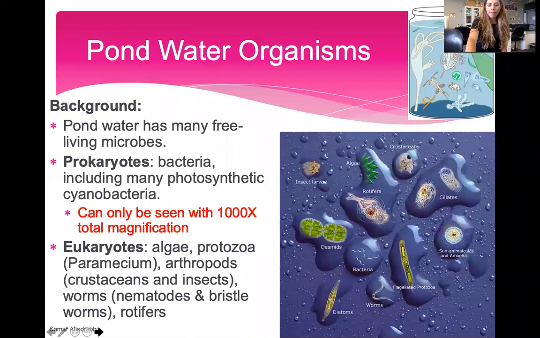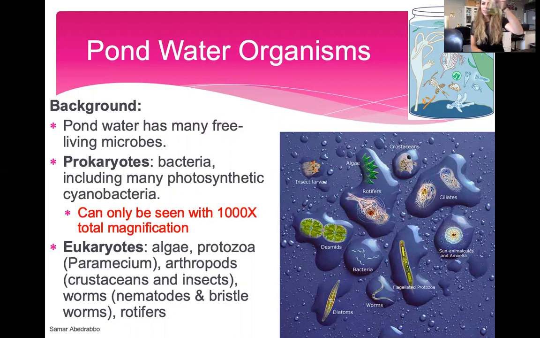To start off, some background: pond water has many free living organisms. It has all types of organisms in it. It has so many different conditions that we see everything growing. We see lots of prokaryotes, or bacterial cells, mainly cyanobacteria. Cyanobacteria are bacteria that do photosynthesis. And there are a lot of eukaryotes. There's mosquitoes, algae, arthropods, worms, rotifers, everything. The take-home message I want you to get is that pond water has everything.